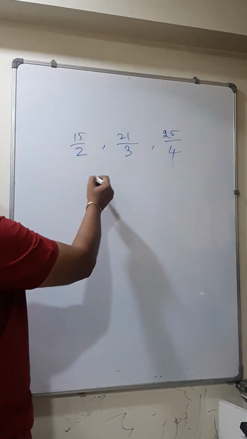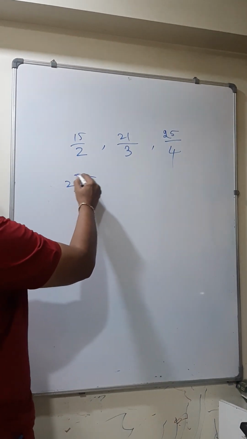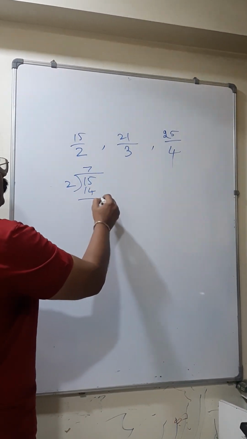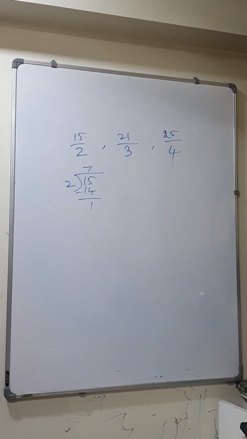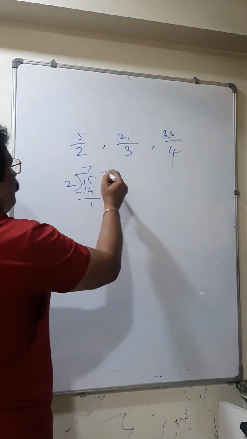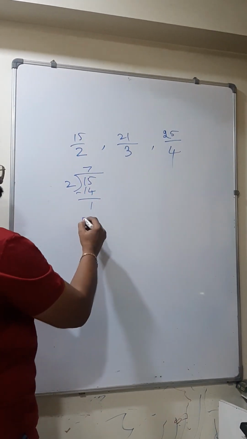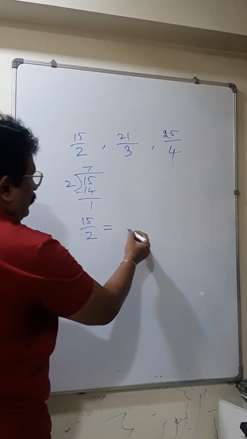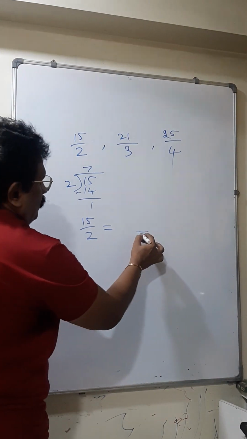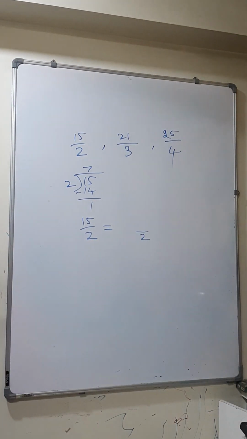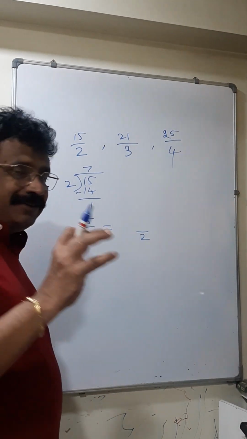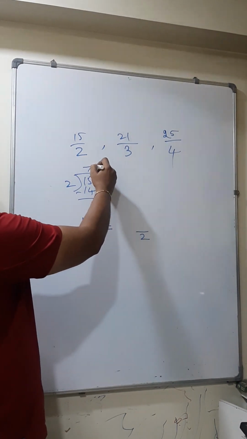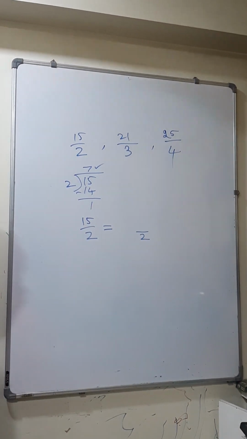See, 15 upon 2. Just divide 15 by 2. 2 sevens are 14. Remainder is 1. Now how will you write the fraction, I told you. 15 upon 2 is equal to, in the improper fraction, this denominator will come as the denominator itself, 2, of the fraction part. Now what is the whole number part? The answer of this division, that is the quotient, 7. This 7 will come here.